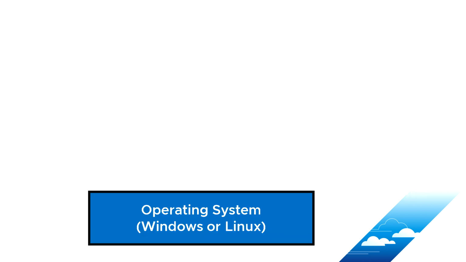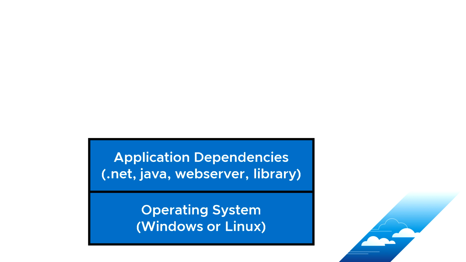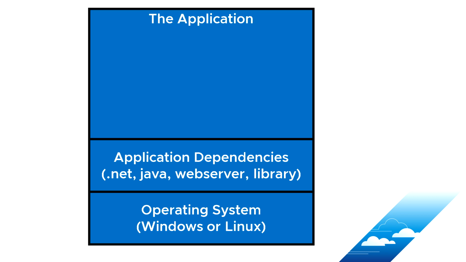So if I start with the anatomy of an application, for most people that starts with an operating system, which will be Windows or Linux. On top of that, we'll put any application dependencies, anything like .NET Framework, Java, maybe even parts of a web server or any other libraries. But there's essentially a set of code or dependencies that need to be on top of the operating system in order for the application above to be able to work.